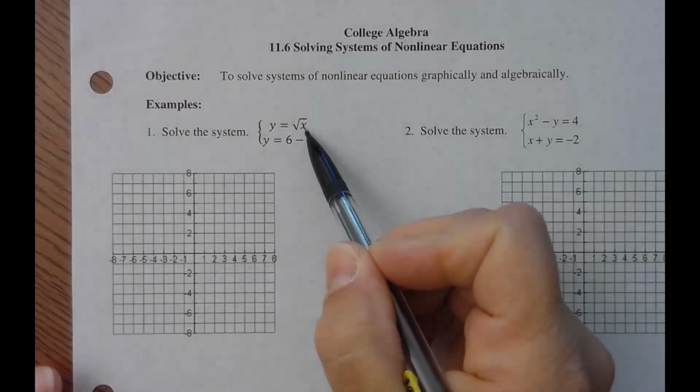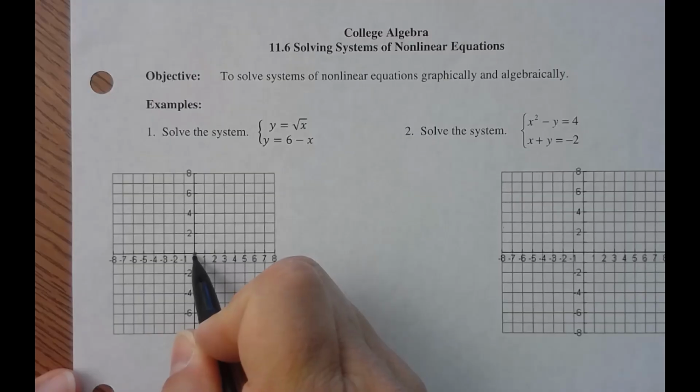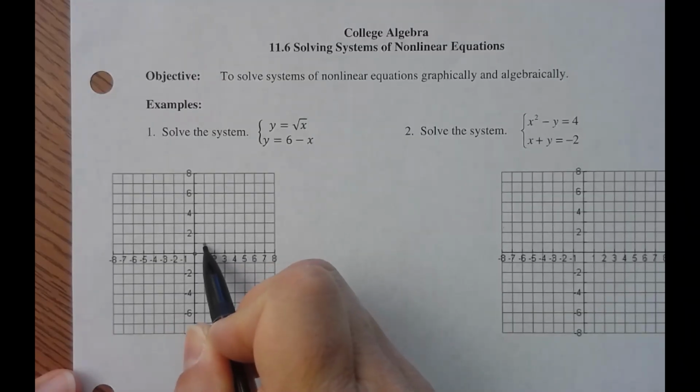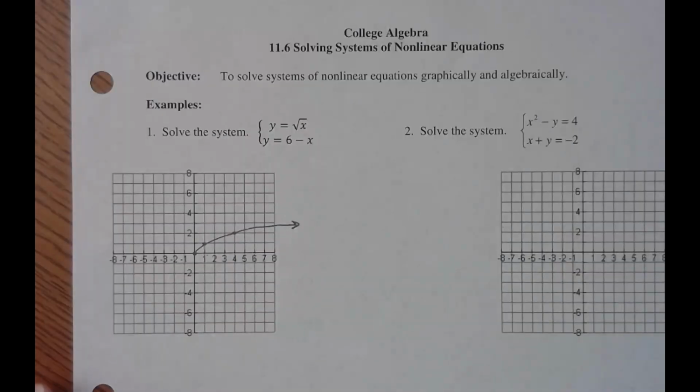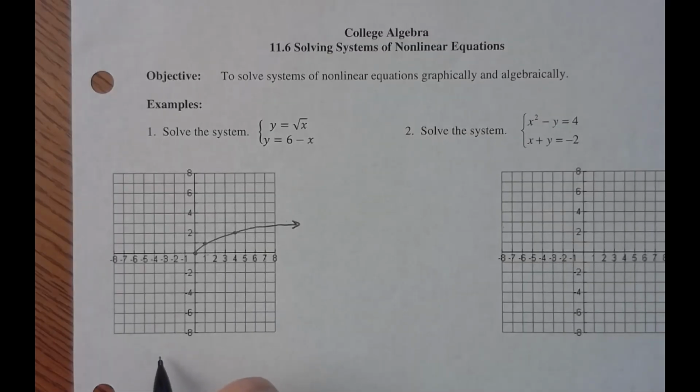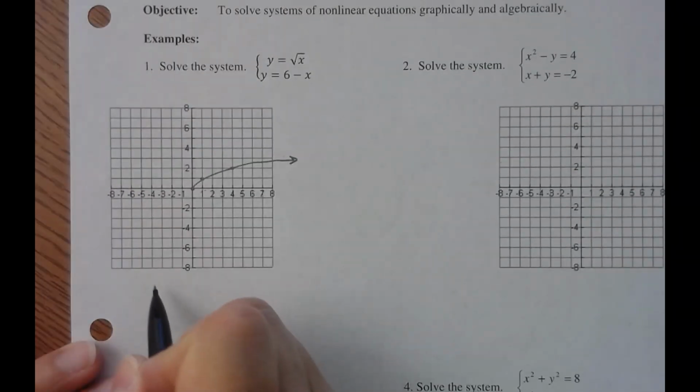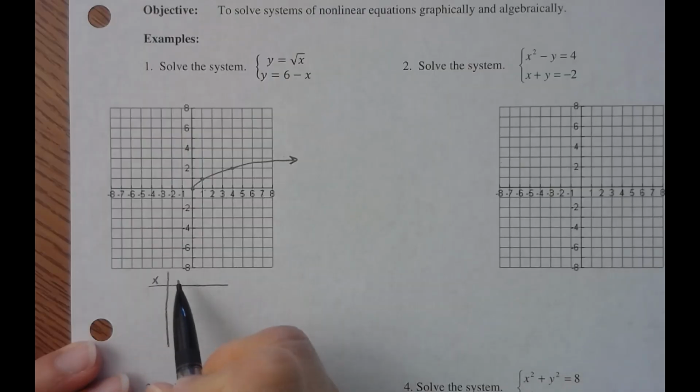y equals the square root of x goes through (0, 0), (1, 1), (4, 2), and it's a sideways curve like this. Now if you didn't recognize the shape of the graph, that's okay. All you have to do is make an xy table to get some values for the graph. And I will show you what that looks like as well.